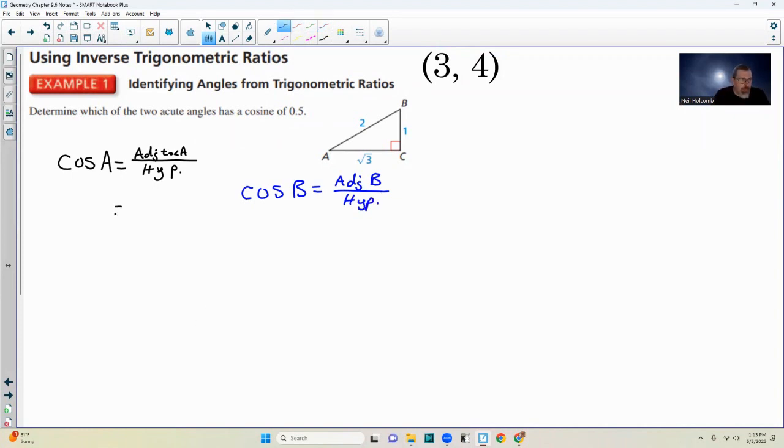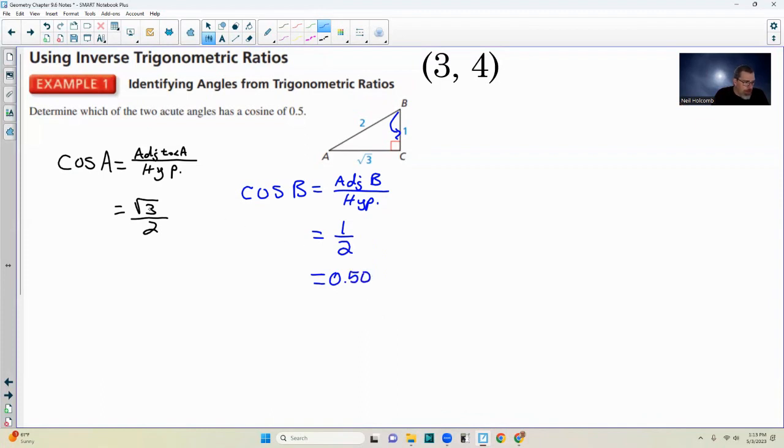Now all we have to do is substitute the given. So adjacent to A, meaning next to A, is the square root of 3 over the hypotenuse 2. And then cosine B is going to be adjacent to B. So adjacent to B is 1 over the hypotenuse 2. I don't need my calculator to answer this question because we got our answer right here, 0.50.